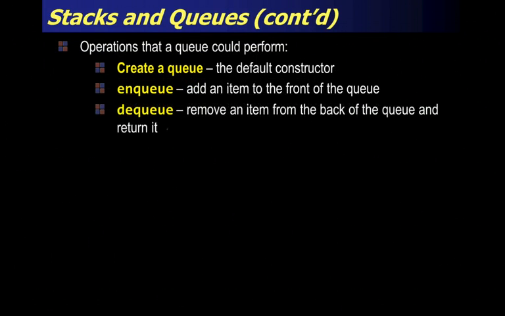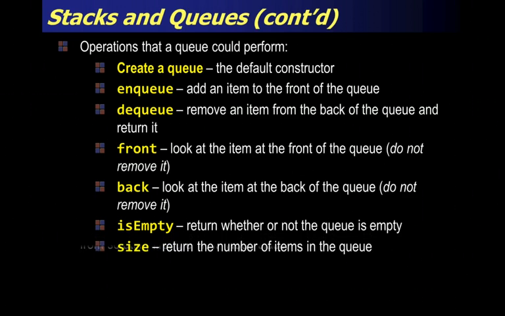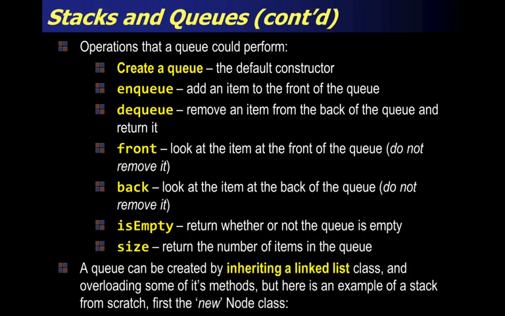All right, so what do we need for a Q object? Well, we're going to need some of the similar things that we needed with a stack object, but again, we're going to change the wording. We're going to need a constructor. We're going to need to add things to the queue, and we're going to use the word enqueue. And to remove things from the queue, we're going to use the word dequeue. That's the method call we're going to use. We're going to have a front and back method, is empty and size. And we're going to do it by inheriting our linked list object.